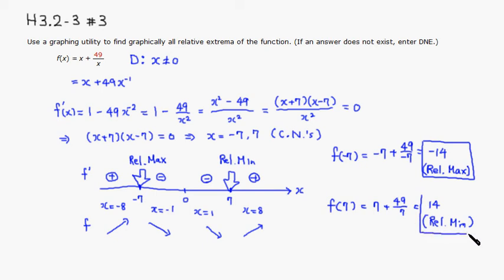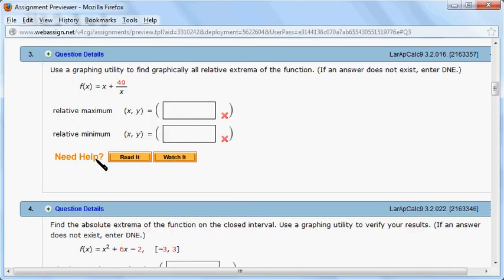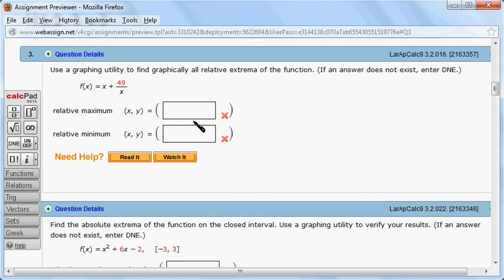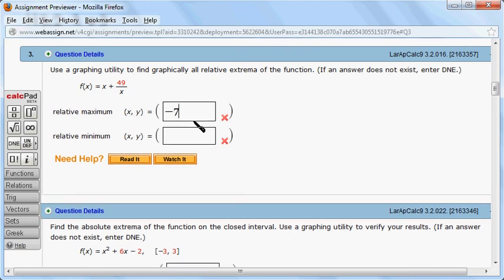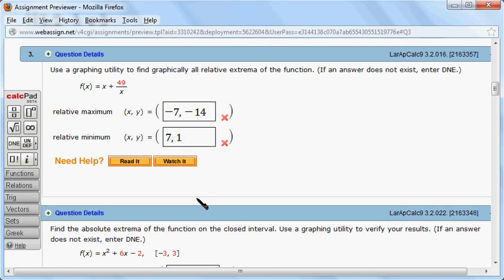So let's type it in. The relative max is going to occur at negative 7, comma, negative 14. And the relative minimum occurs at 7, comma, positive 14. It is perfectly okay to have a relative minimum, which is 14, bigger than the relative maximum.